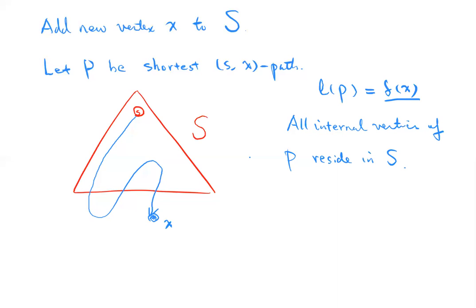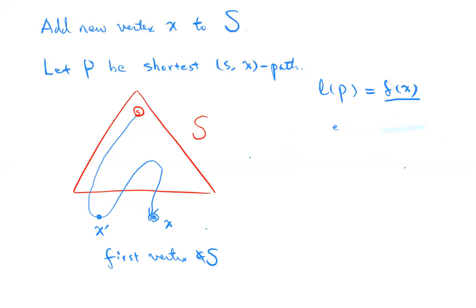All right. If it's not the case, there is a vertex that's not inside S. So let X prime be the first vertex not inside S. So we have this situation. Now the path will be broken into two parts. One is from S to X prime, and another part is this part. Let's denote this part by P prime. So the situation looks like this.